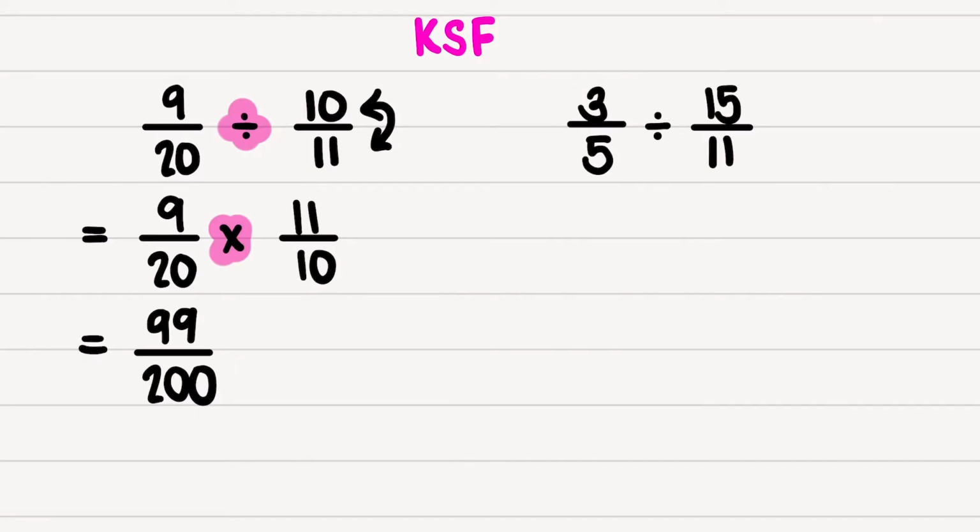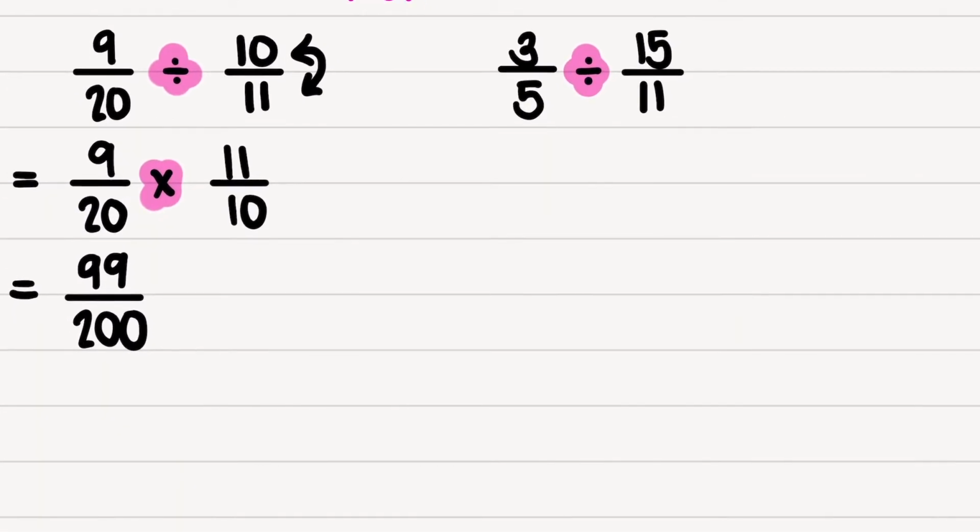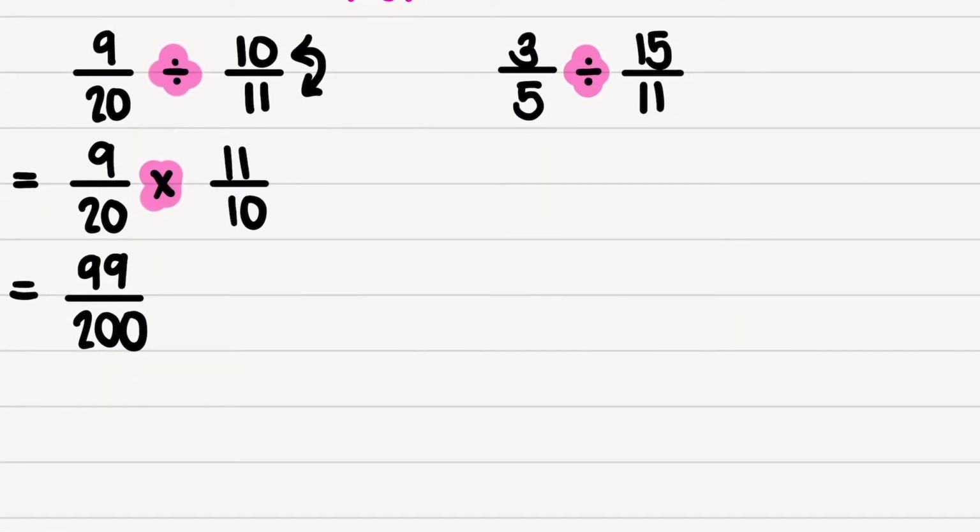All right, looking at the next example, I have 3 over 5 divided by 15 over 11. So I'm going to keep, switch, flip. Keep the first fraction the same, 3 over 5. Switch the division sign to a multiplication sign, and then flip the fraction after the division sign. So instead of 15 over 11, I'm going to have 11 over 15.